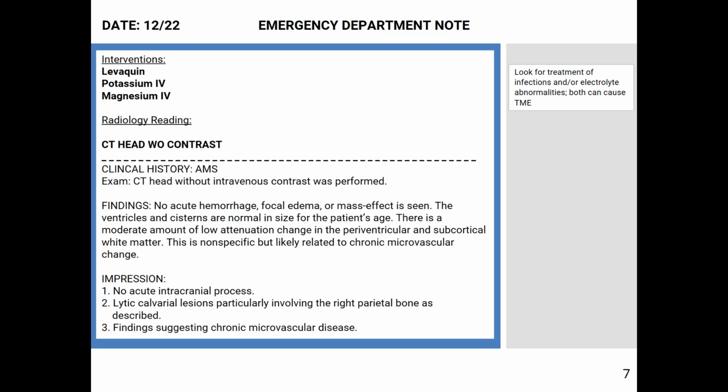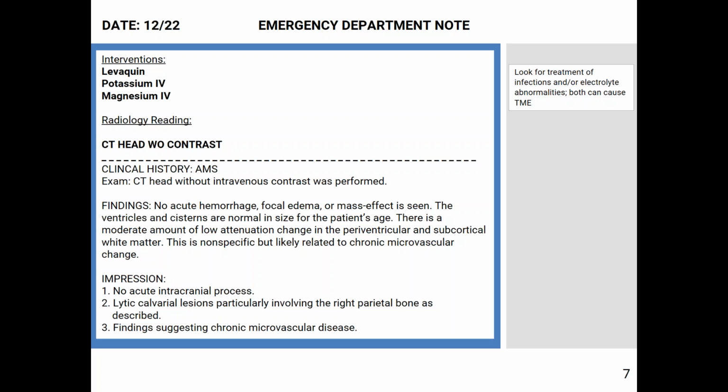Next, you want to look at the treatments and the labs. So you want to look for treatment of infections and/or electrolyte abnormalities. Both can cause TME. So a patient comes in with altered mental status, but what's causing it? Is there a potential cause of it? So you see right here, the patients were treated with potassium and magnesium. So they're obviously correcting their electrolyte abnormalities, which could contribute to TME.